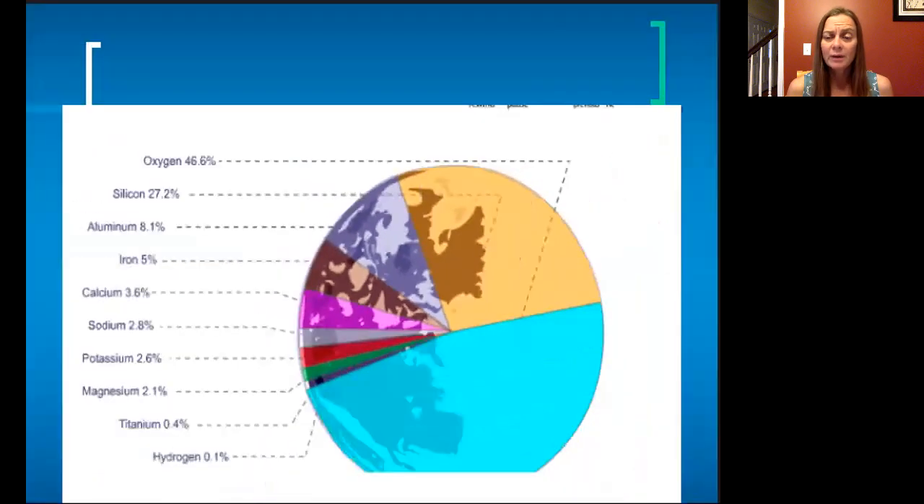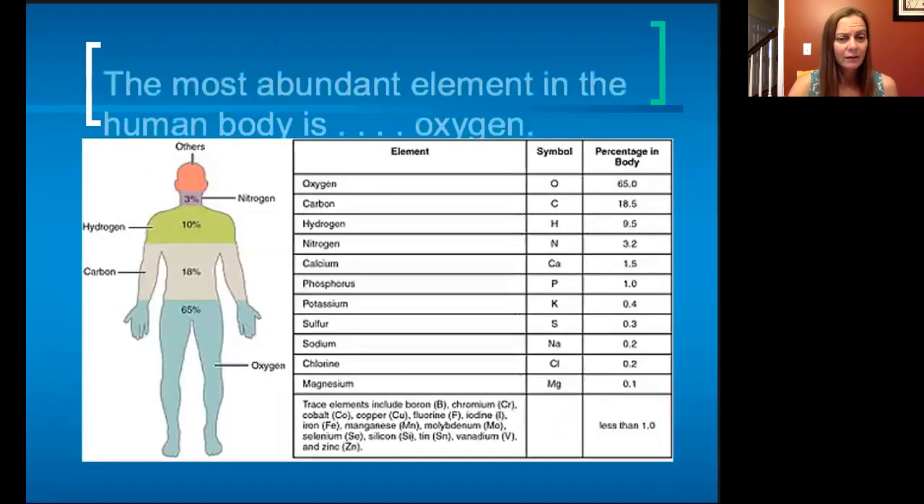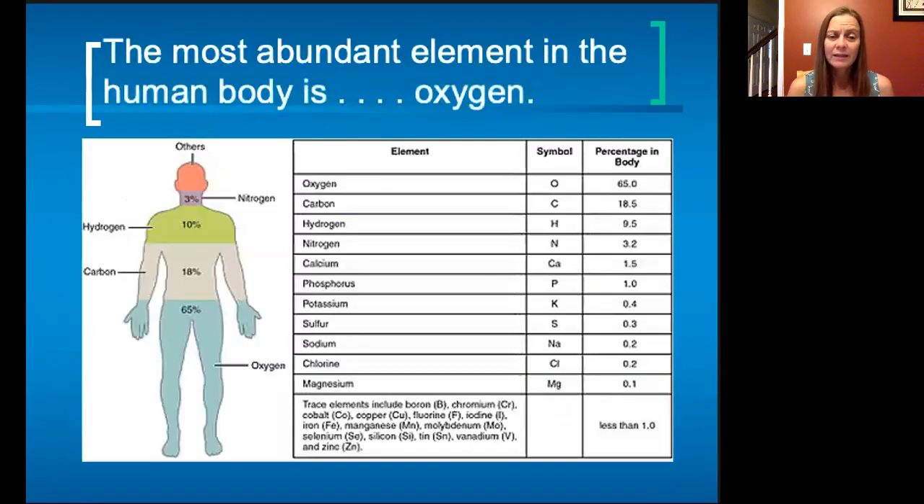So the most abundant element in the Earth's crust is oxygen. Almost 50% of the Earth's crust is made up of oxygen. And that might have surprised you because we think of carbon as the foundation of life, and it's actually a very small portion of what's in the Earth's crust. And if I had to ask you to guess, what do you think the most abundant element in the human body is? Might surprise you again, it's oxygen.